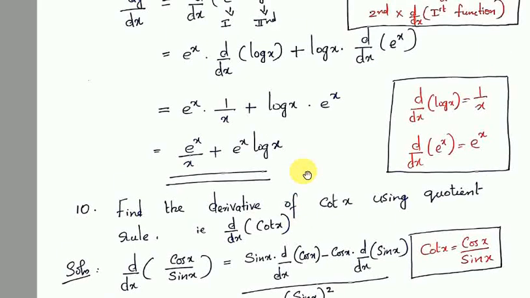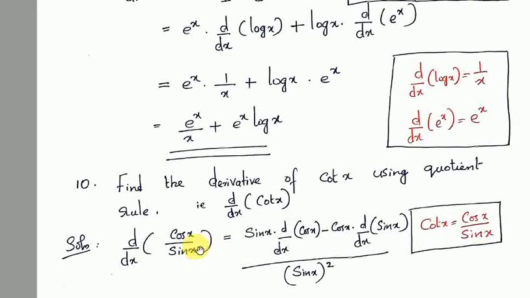Find the derivative of cot x using quotient rule. How can we express cot x in the quotient form? This is cos x by sin x. So we have to find the derivative of cot x, meaning derivative of cos x by sin x. Then we can apply the quotient rule. What is the quotient rule? Starting with the denominator. What is the denominator term here? Sin x. Denominator into derivative of numerator minus numerator into, what is the numerator? Cos x. Numerator into derivative of denominator, whole divided by denominator square.